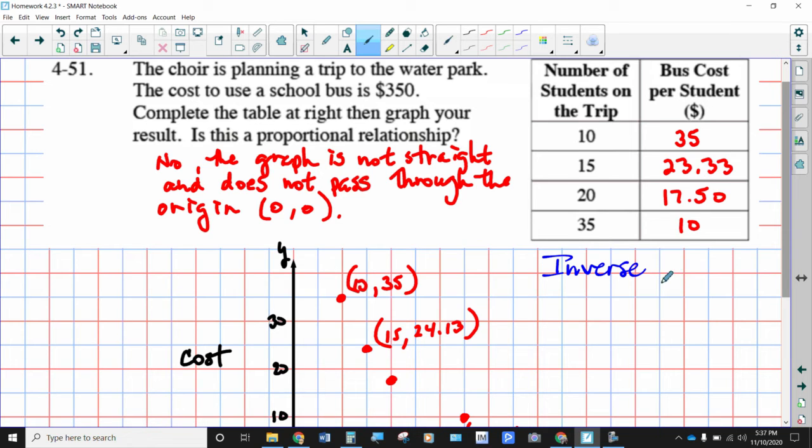What's it called? Inversely proportional. And so the idea is this. That's supposed to say proportional. My pen's not working very well.